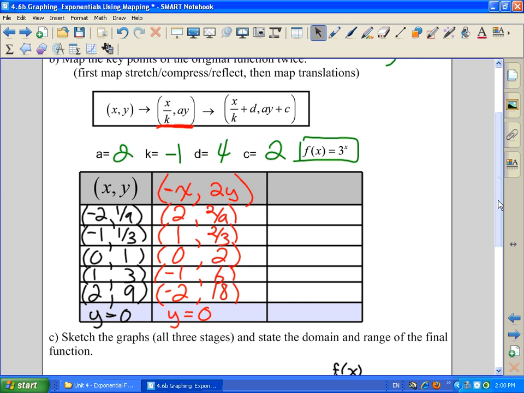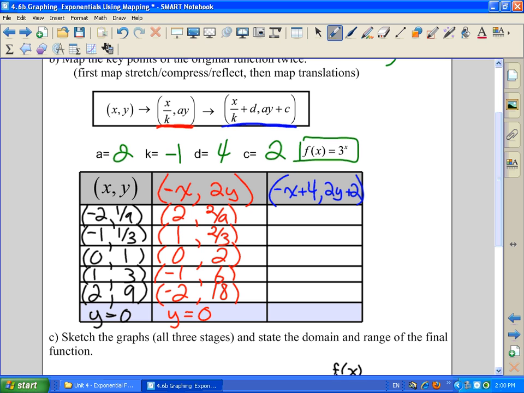All right, last stage, folks, is stage 3. We're applying the d and the c. So you stay what we already have, which is negative x, and we're going to add 4 because that's what d is. And then we take a look at what we already have for ay, which is 2y. And then we're going to add, my fault, c, which is plus 2.